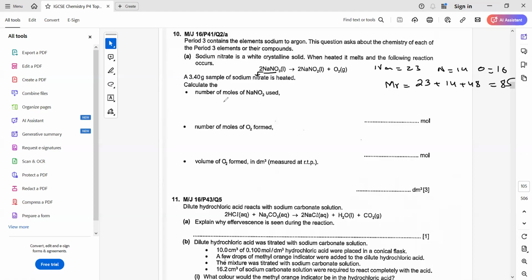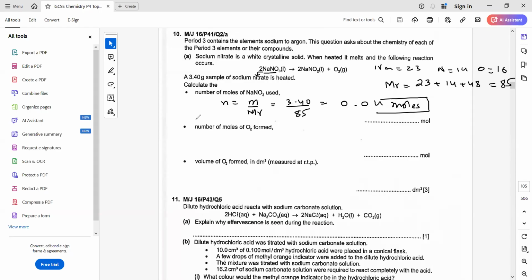Then we have to find out moles. So we can use the formula mass over Mr, 3.40 over 85. So 0.04. So is this understood to all of you guys? Yes, sir. We have the same answers.